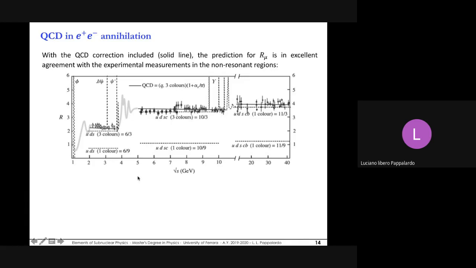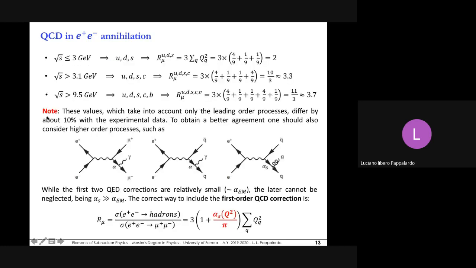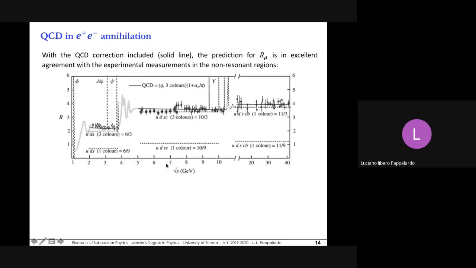Okay, so the dotted line here that you see are those without the QCD correction. And you see that the agreement with data is not so good at the end. But if you allow for this very simple first order QCD correction, then the prediction is this full line. And you see that it matches very, very well the experimental data, okay, for all three cases.